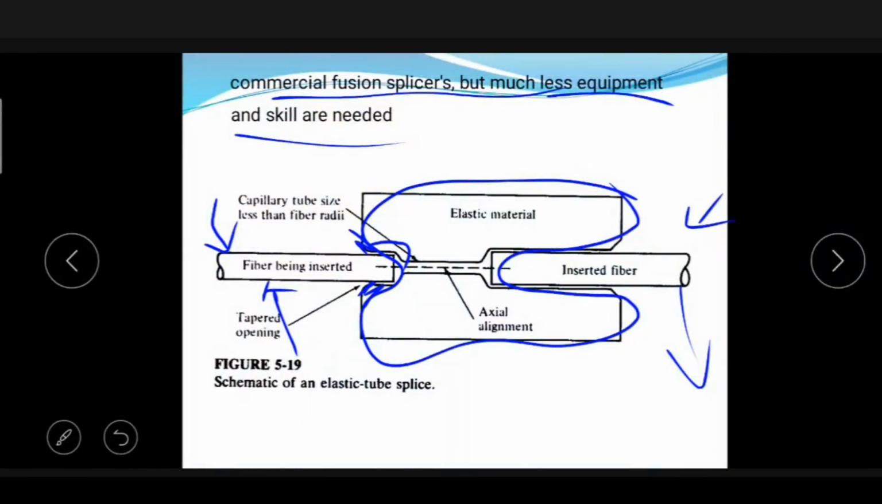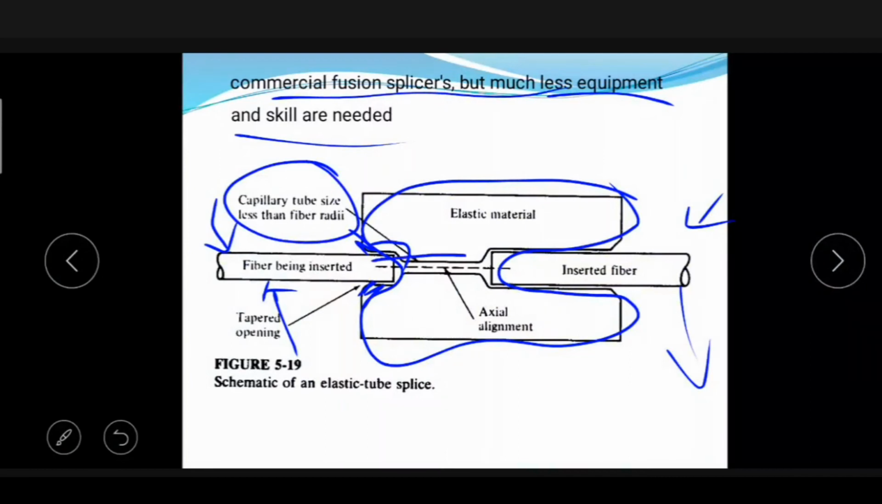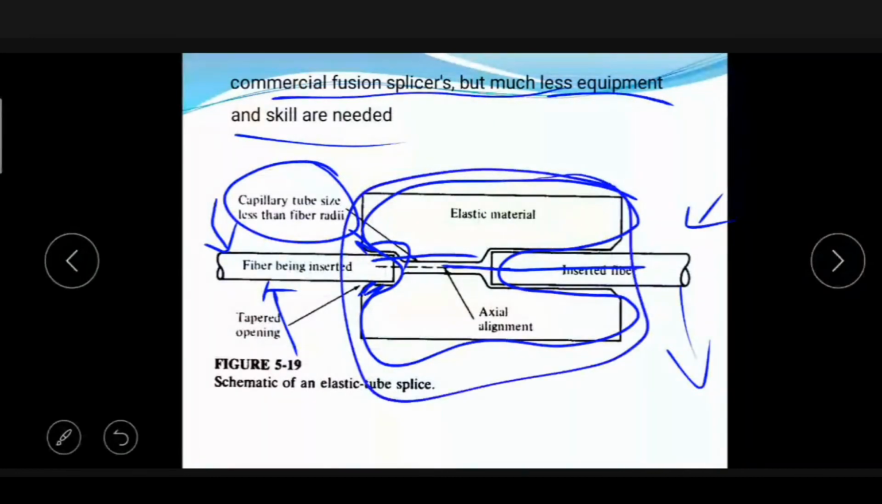Then capillary tube size lesser than the fiber radii. So whatever you consider, this fiber is inserted from this side, this fiber is inserted from this side, and this is an elastic material. So into an elastic material, from either side the fibers are inserted, and this automatically will perform axial alignment, lateral alignment and angular alignment. So you can see here axial alignment.